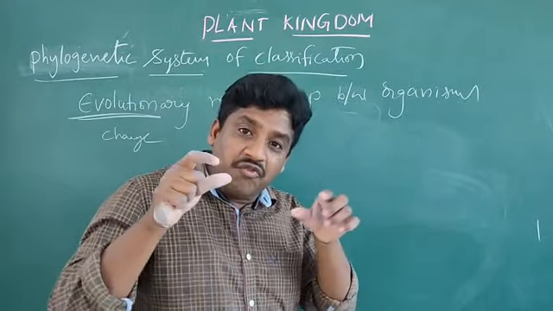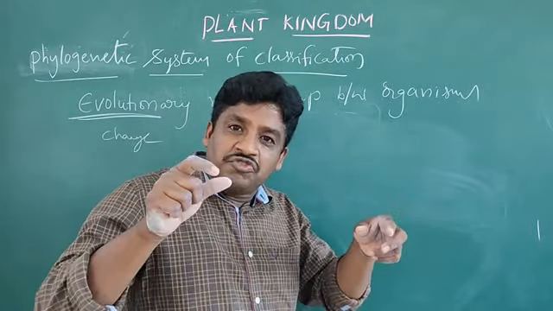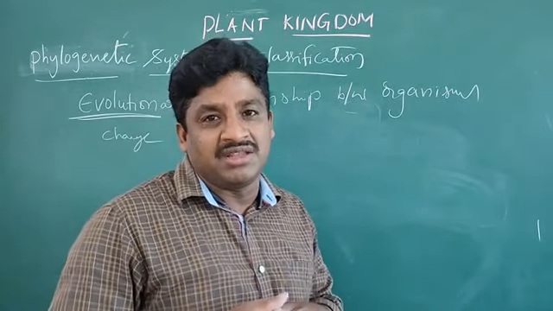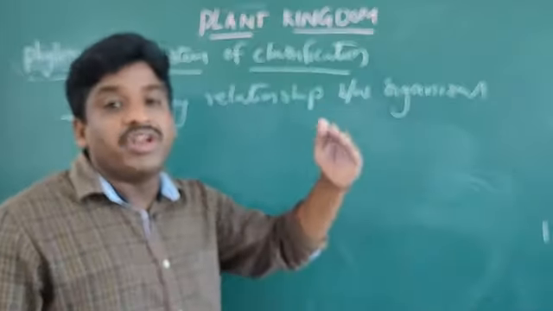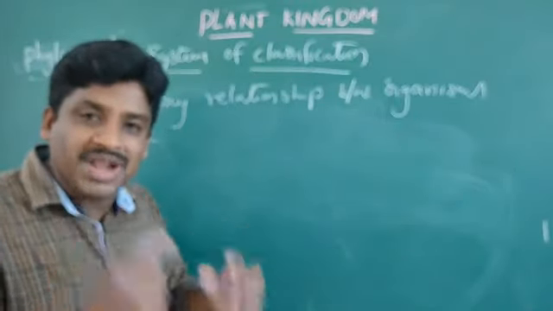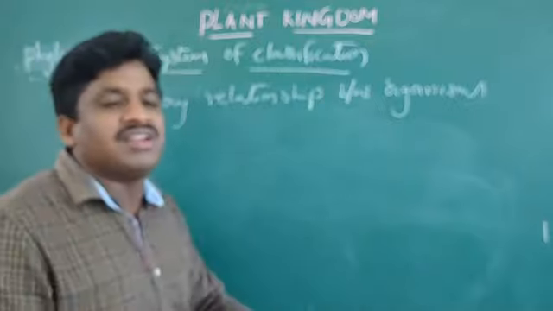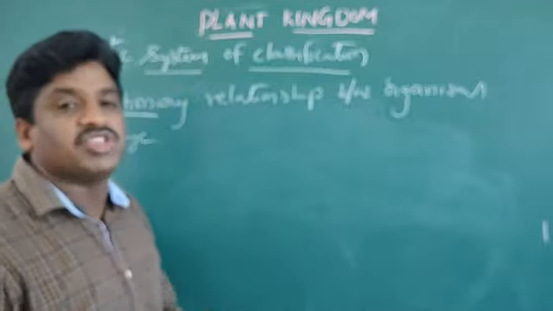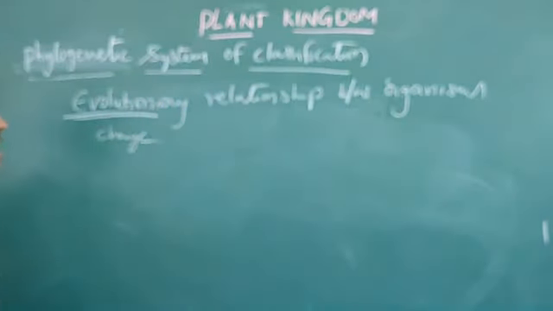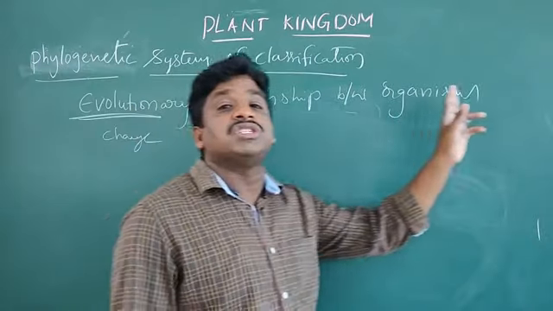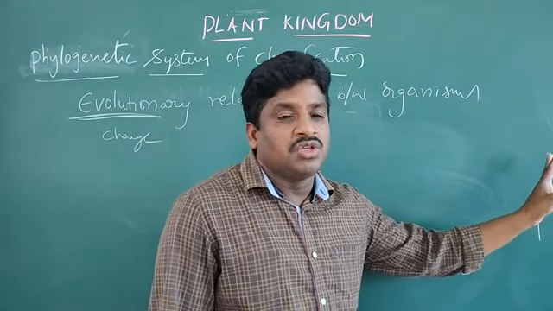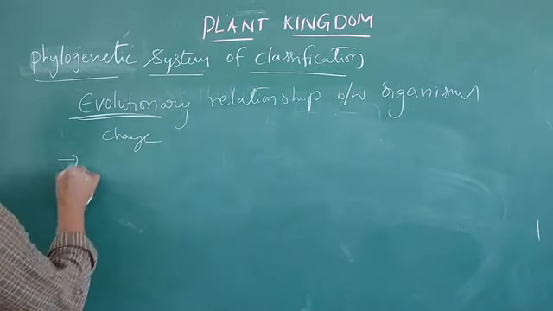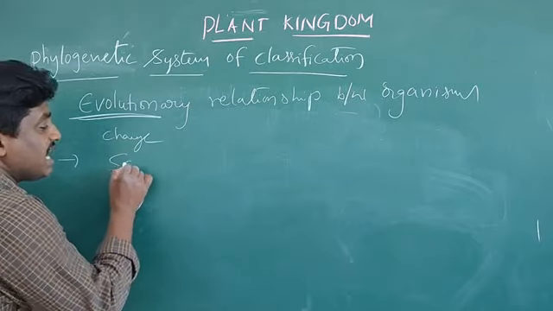Like that, not only in the fruit of mango, their leaves and also stem and roots have different kinds of modifications present. Such changes can slowly occur. Based upon the variation between two different plants, two different organisms, that means changes, the plants are classified. That is what we call the evolutionary relationship between the organisms. So in this, all the organisms are arranged in the same taxa.